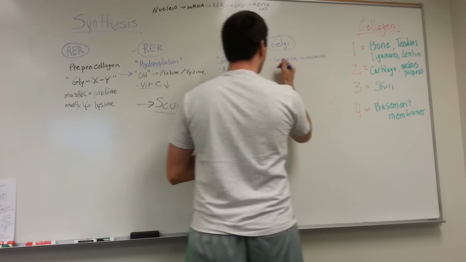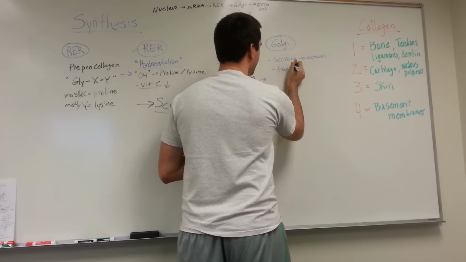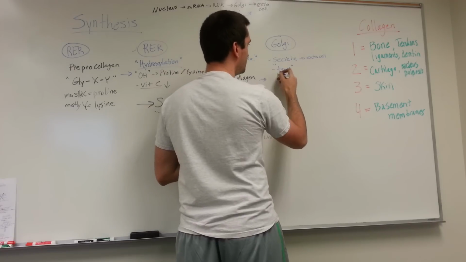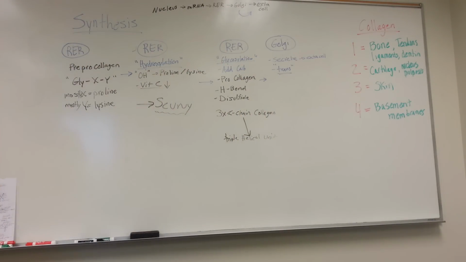Extracell. And to do that, there's a cis and there's a trans phase. It's going to use the trans Golgi network to do so. All right, so we went from the rough endoplasmic reticulum to the Golgi apparatus, and now we're outside the cell.